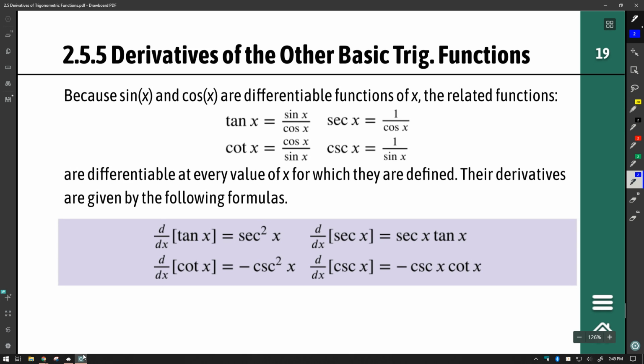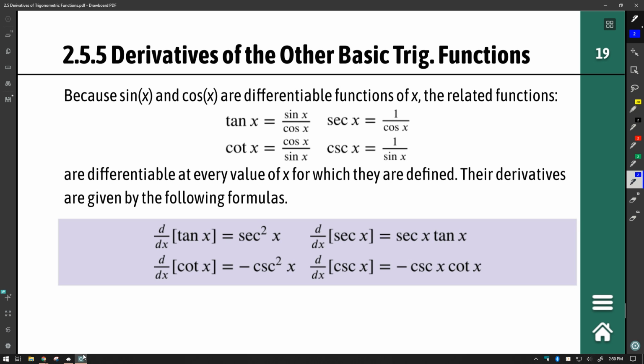Because sine of x and cosine of x are differentiable functions of x, the related functions, tangent, cotangent, secant, cosecant, which are made up of sines and cosines, are differentiable at every value of x for which they are defined. Their derivatives are here. We know the derivative of tangent is secant squared. We just found it. But the derivative of cotangent is negative cosecant squared. The derivative of secant of x is secant of x tangent of x, while the derivative of cosecant of x is negative cosecant of x cotangent of x.